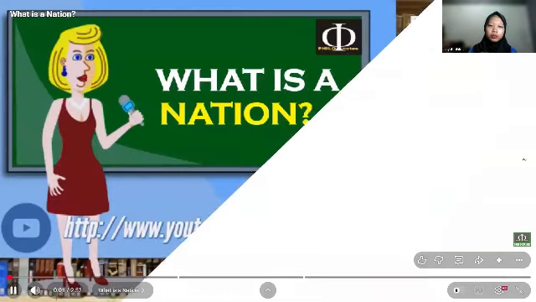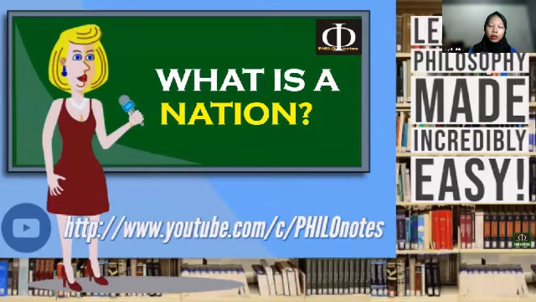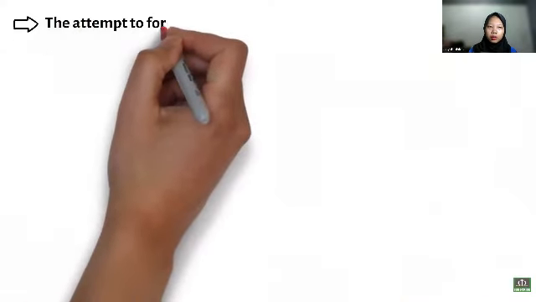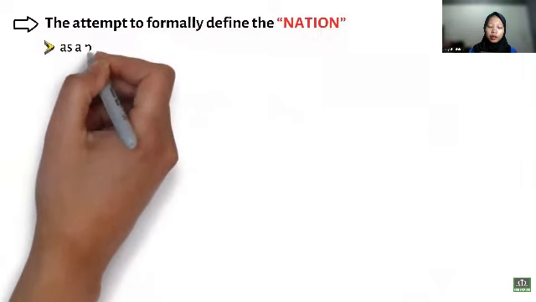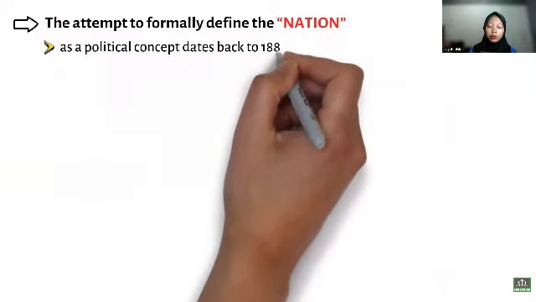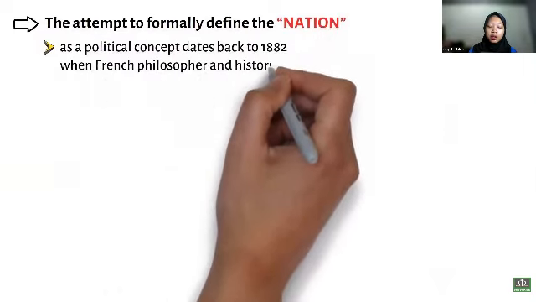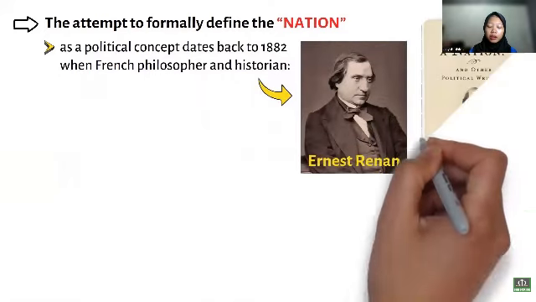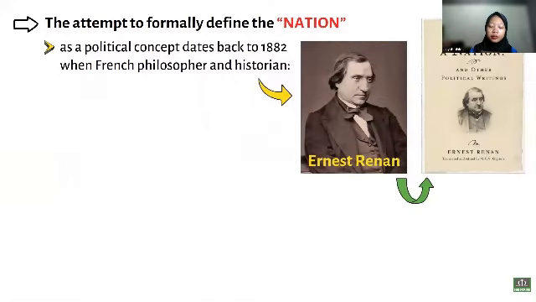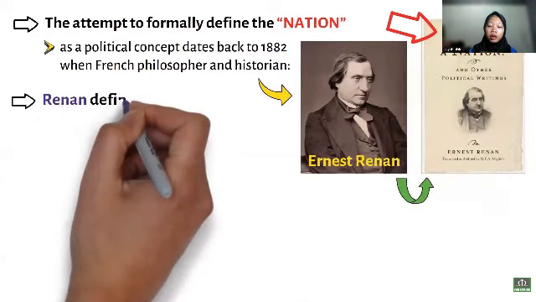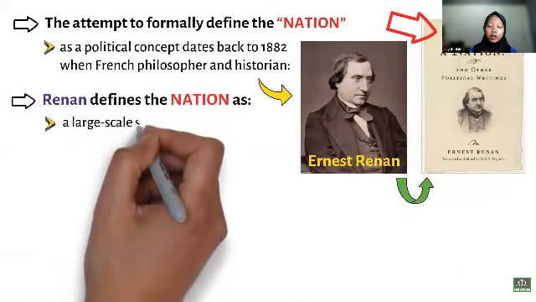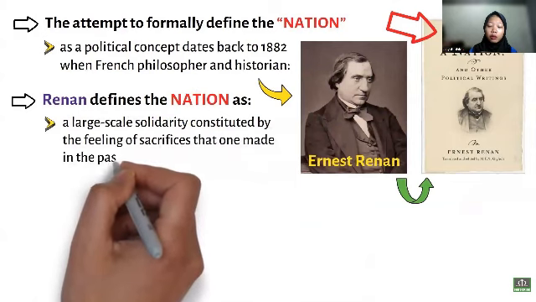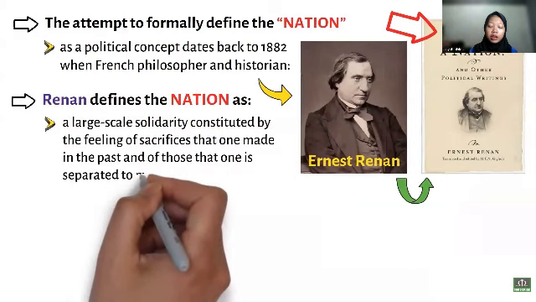What is a nation? The attempt to formally define the nation as a political concept dates back to 1882 when French philosopher and historian Ernest Renan published his seminal essay titled, What is a Nation? In this essay, Renan defines the nation as a large-scale solidarity constituted by the feeling of sacrifices that one made in the past and of those that one is prepared to make in the future.